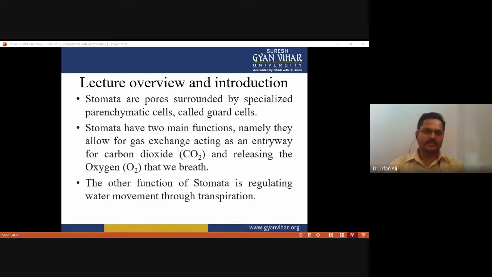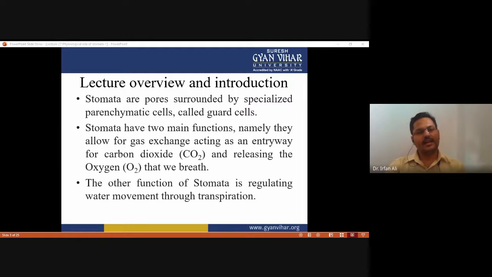They allow for gas exchange, acting as an entryway for carbon dioxide and releasing oxygen. During photosynthesis, you know that carbon dioxide is required by the plant and the oxygen needs to be released, and this process is carried out by the small pores present on the surface of leaves, either on the upper side or the lower side. So this is the primary function of the stomata.